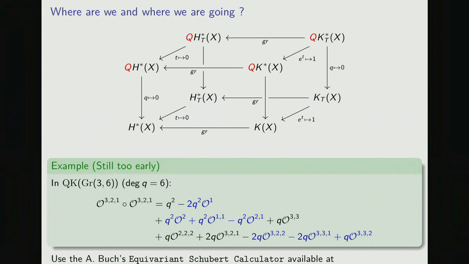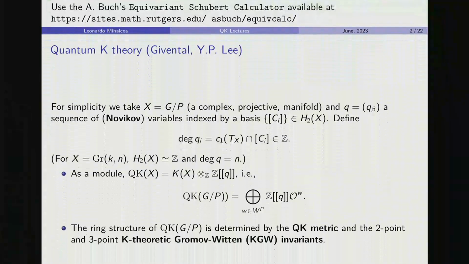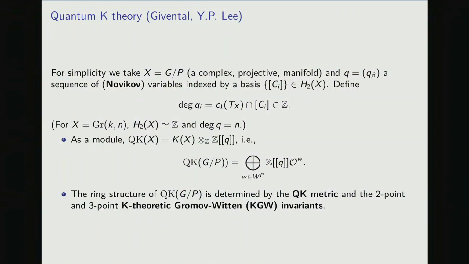And again, this is a very nice calculation. Just go on Anders' webpage and you're going to find this beautiful program, and it can easily spit out any calculation that you want for quantum anything for cominuscule Grassmannians. So my goal for today is really to tell you what quantum K-theory is, and later on I'm going to tell you about the quantum K pairing. And then my goal for tomorrow is to tell you how to actually calculate quantum K-theory for the Grassmannians.